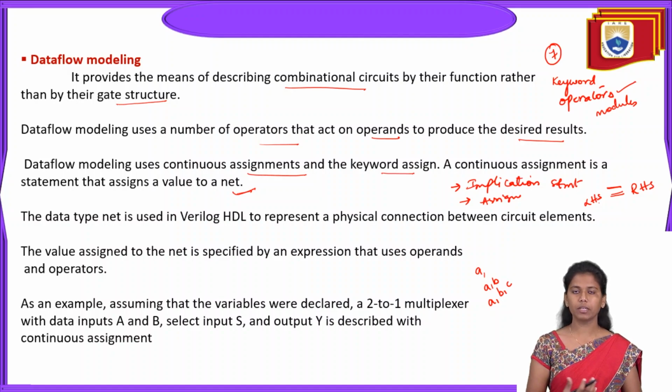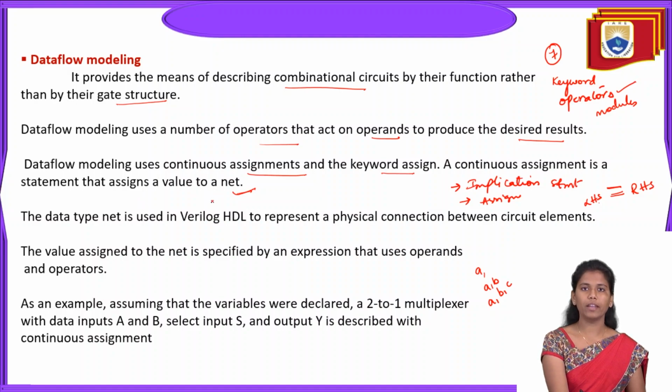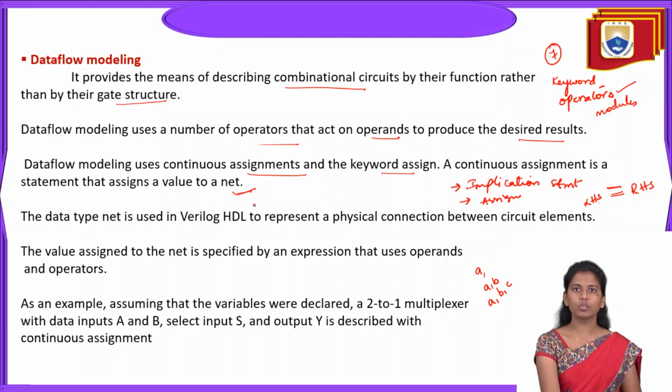A continuous assignment statement is a statement where the execution takes place continuously, in a sequential manner, right? So this assignment statement consists of a few variables, and also expressions. A continuous assignment is a statement that assigns a value to a net. So a net is nothing but a variable, and this variable will consist of some values.